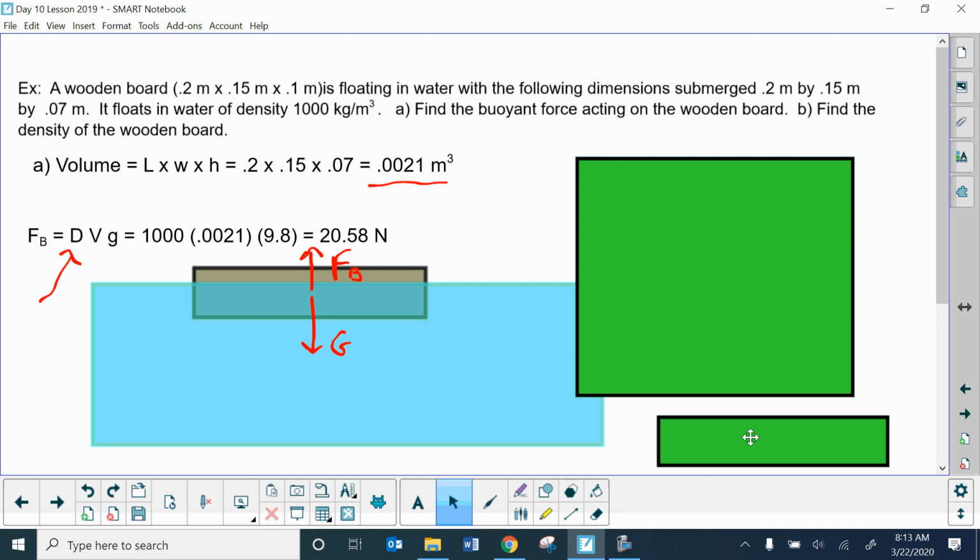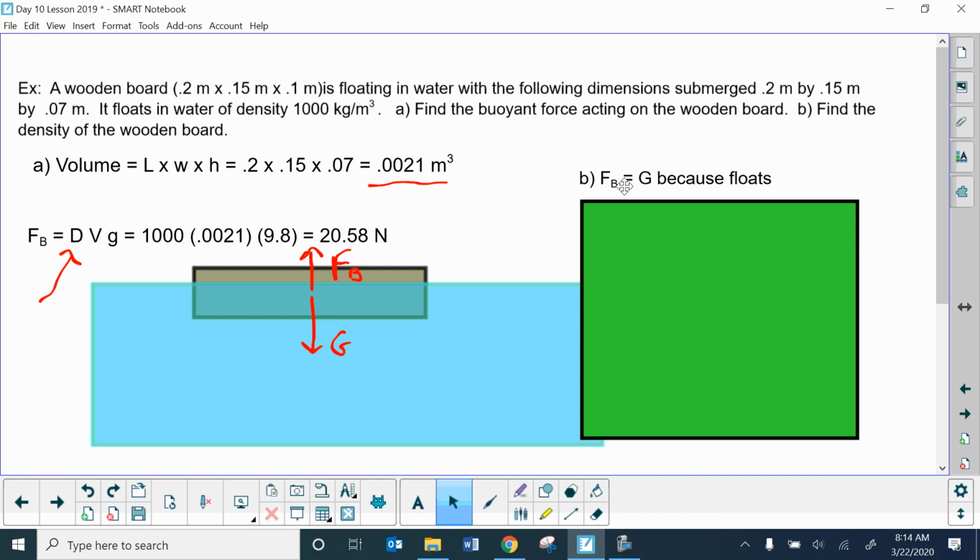That 20.58 is the buoyant force. It's also equal to the gravity of the wood. So in part A we found the buoyant force acting on the wooden board, and the next part is to find the density of that wooden board. So we're going to use this idea that gravity is equal to the buoyant force.